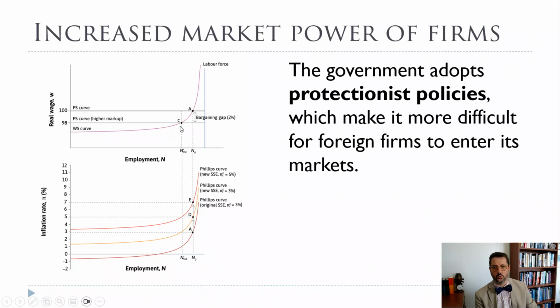And that would shift the price setting curve. And so what's going to happen, right, is that our price setting curve shifts down. Remember, a higher markup decreases the price setting curve. And we're going to go from A to C.